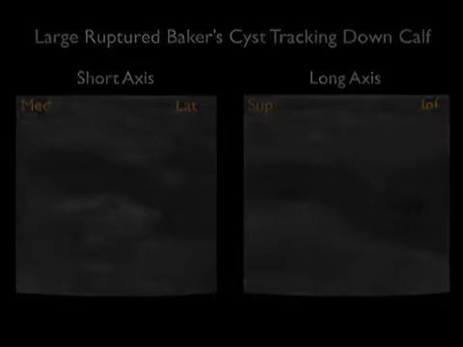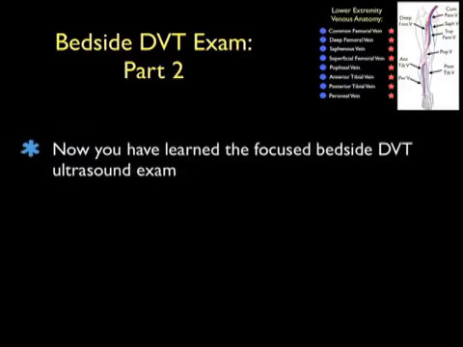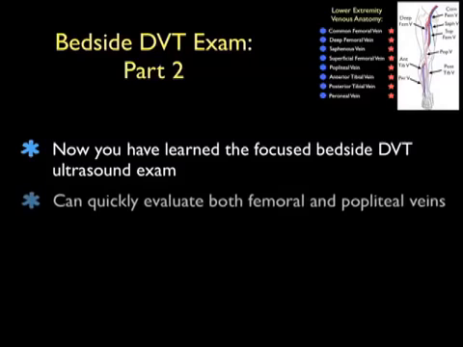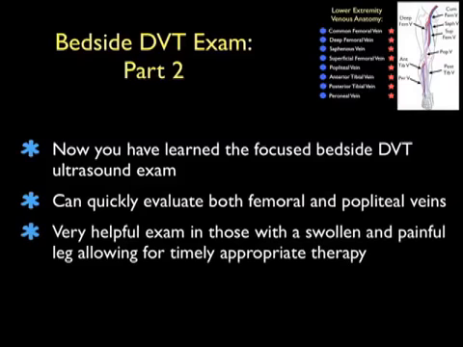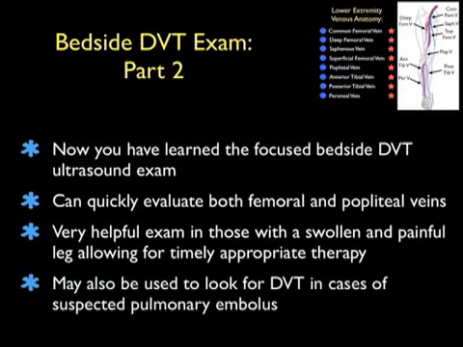So thanks for tuning in for this SoundBites module going over bedside DVT examination part 2. Now you've learned the focused bedside DVT ultrasound examination and can quickly evaluate both the femoral and popliteal veins for clot. This can be a very helpful examination in working up those patients with a swollen and painful leg, allowing for initiation of timely and appropriate therapy. This bedside DVT examination can also be used to look for DVT in cases of suspected pulmonary embolus.